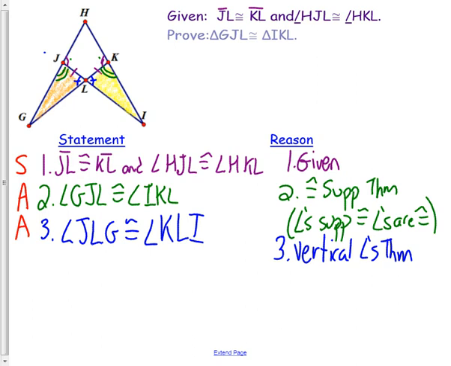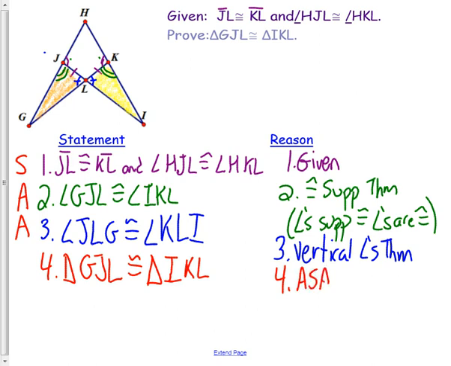And now if I look, I have three parts of this triangle, and I can prove these two triangles are congruent now. So my last statement will be triangle GJL is congruent to triangle IKL. And our reason being is we have two pairs of angles and the side between them. So this is angle, side, angle. And we've now proven the two triangles are congruent.